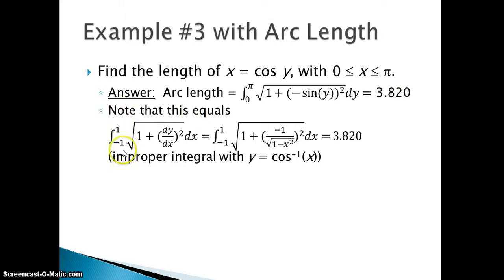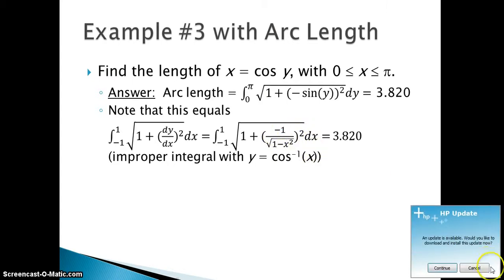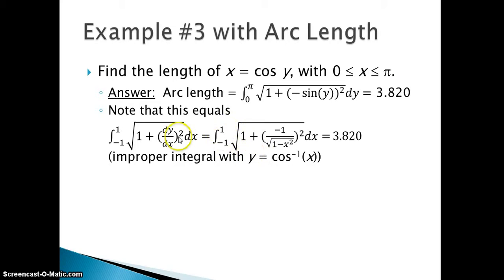Notice that this is the same as if we did the integral from negative 1 to 1 of the square root of 1 plus (dy/dx) squared, dx, and the way that we would get (dy/dx) squared is we would note that y is equal to arc cosine of x. The derivative of arc cosine of x is negative 1 over the square root of 1 minus x squared, which we can then square. And we apply our formula and we get the exact same 3.820. The limits, negative 1 to 1, come from the fact that we're going between 0 and pi with our y values.